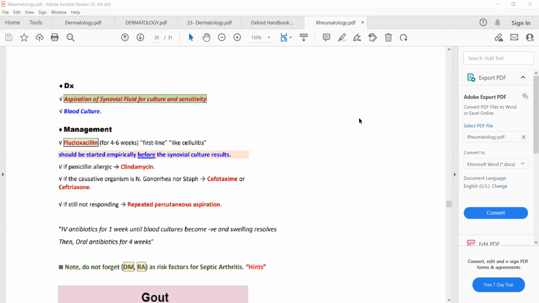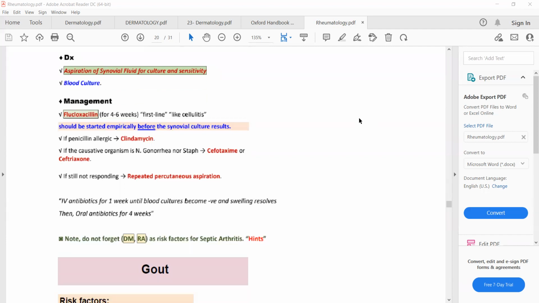Do not forget these risk factors for septic arthritis. Why again and again am I emphasizing this point? Because the presentation of gout and septic arthritis will almost be the same. So that's why you need to remember the risk factors for septic arthritis. Because if we are suspecting gouty arthritis, then we'll send synovial fluid for microscopic examination and not culture and sensitivity. So that's why it's important to remember when to suspect which condition.